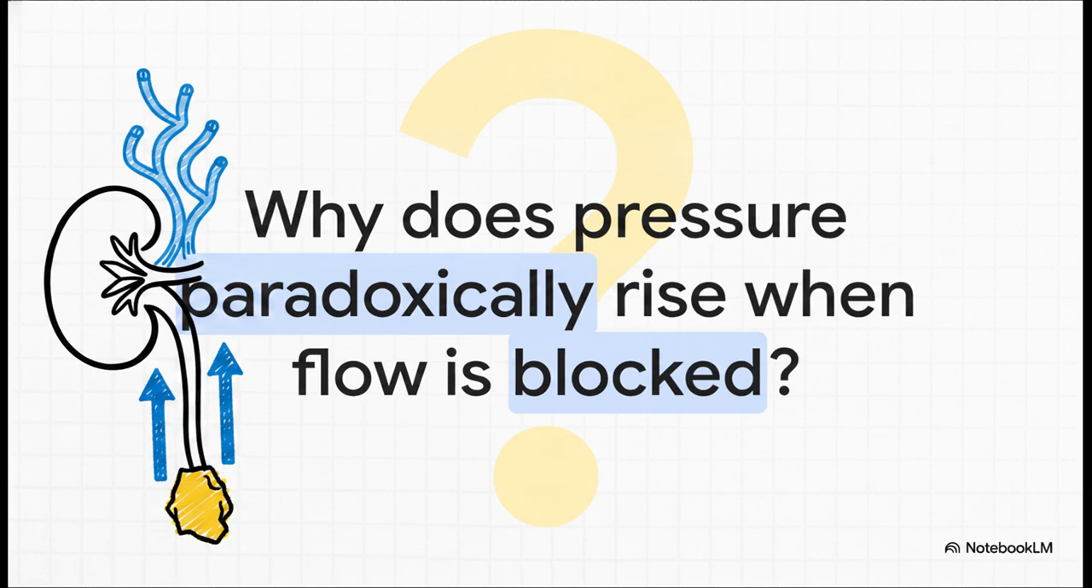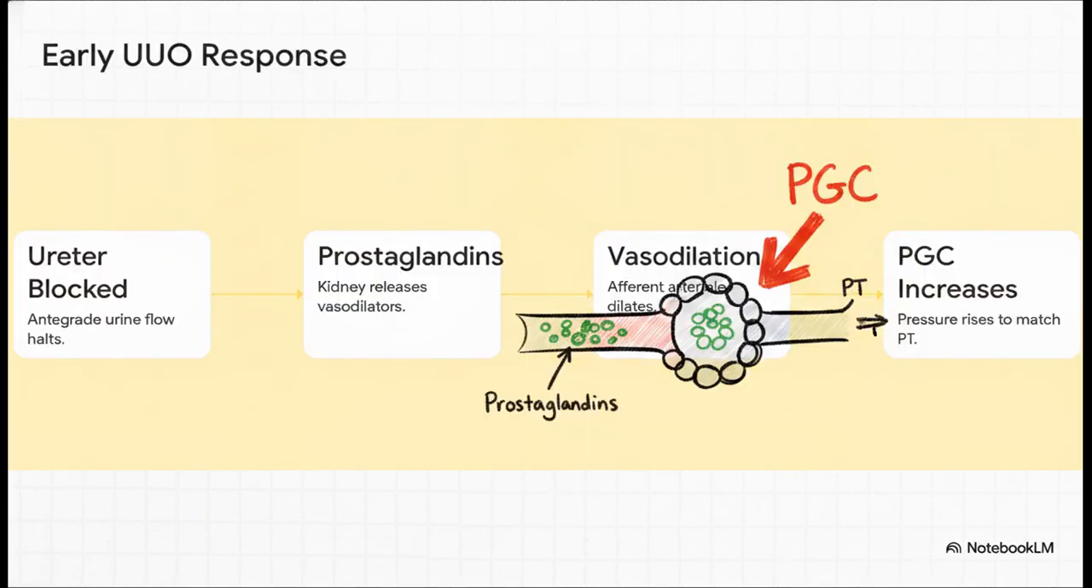SNGFR actually stays relatively unchanged at first. So the question is, why does capillary pressure paradoxically rise to match that backup? The answer is an incredible intrinsic rescue mechanism. During those first 1 to 3 hours, the kidney detects the blockage and locally releases vasodilator prostaglandins. These prostaglandins act directly on the afferent arteriole, effectively ripping the faucet wide open. This means RA, our afferent resistance, goes down.